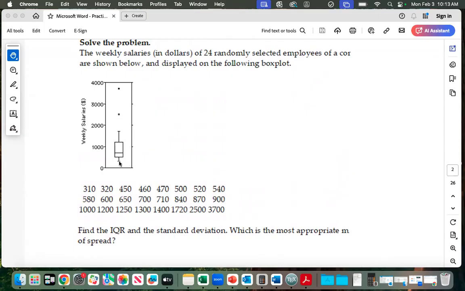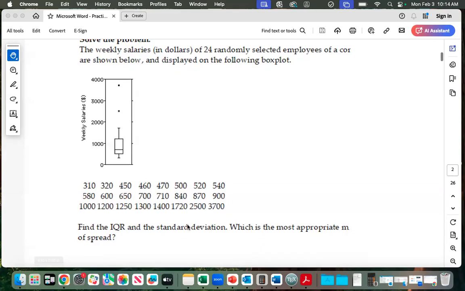When we look at the box plot here, what can we say? Is it skewed or not? It's skewed. Is it to the left or to the right? It's skewed to the right. Is that okay? Anytime we have a skewed distribution, the best measure of spread is the IQR. So the appropriate measure of spread is the IQR. Now enter these numbers in StatCrunch, compute the IQR and then the standard deviation.